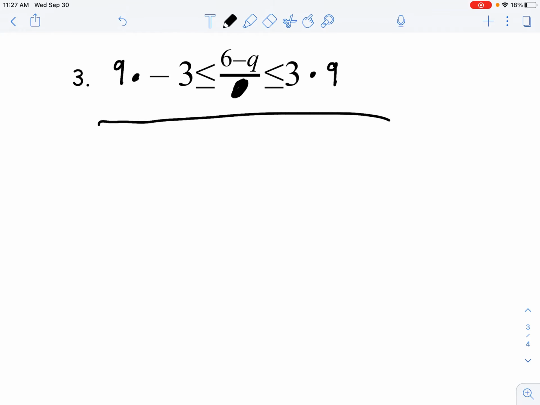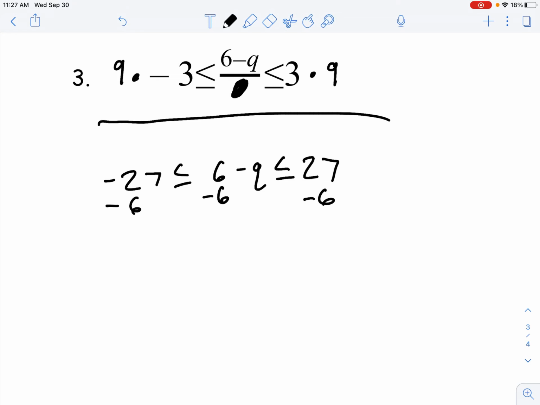Let's rewrite this now. So 9 times negative 3, that's negative 27. There's my symbol. 6 minus q, keep my symbol the same. 3 times 9 is positive 27. Okay, now we have to subtract 6. Subtract 6, subtract 6, subtract 6. So negative 27 minus another 6 would be a negative 33, I believe.